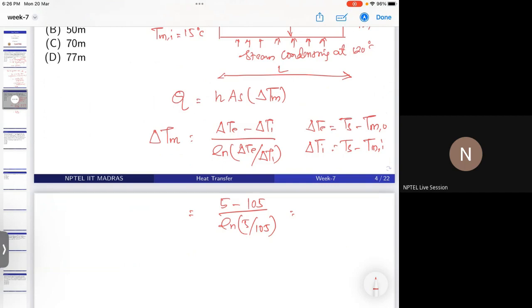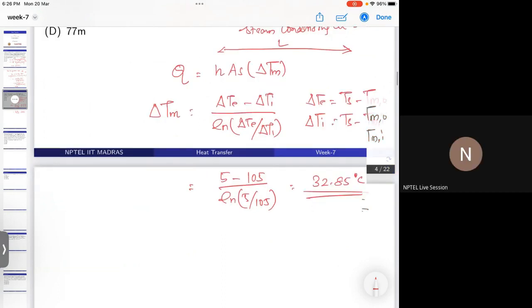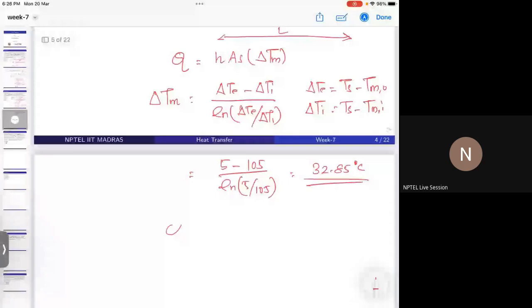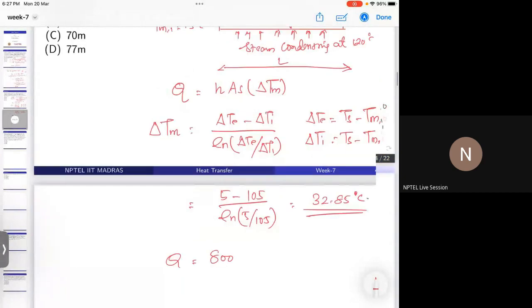Are you getting some 32.85 degrees Celsius? 32.85, sir. Yeah. So now we get what Q is equal to. H is already given to you. So some 800, right? Yeah.